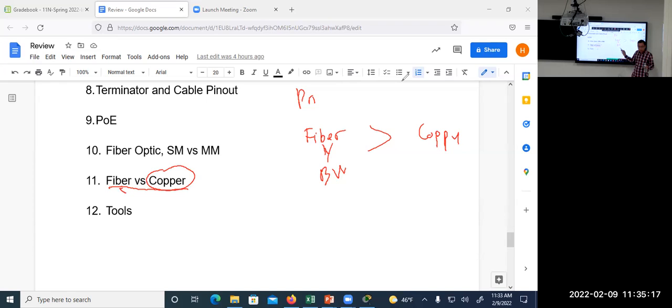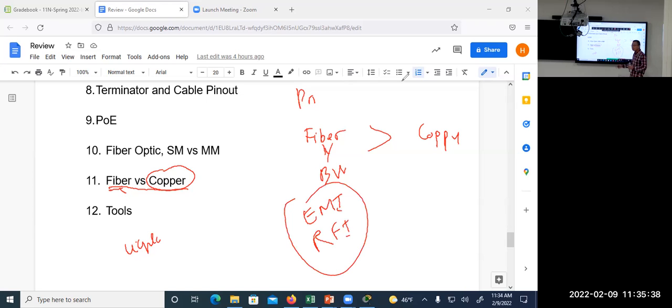It does not deform the signal. The fiber works with light, and it is totally immune to external interference. It has no impact from electromagnetic interference or radio frequency interference. So the quality is higher because it is totally immune. And that's why it works very well over long distances.